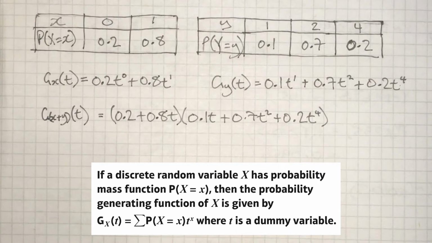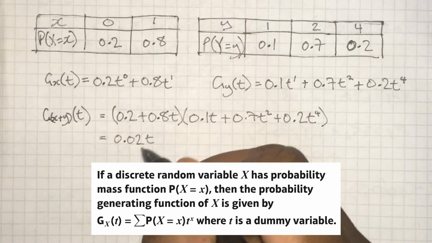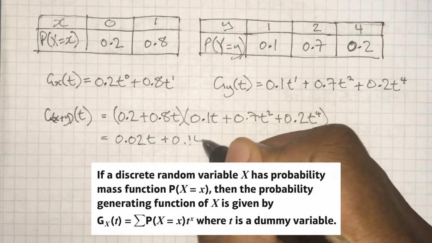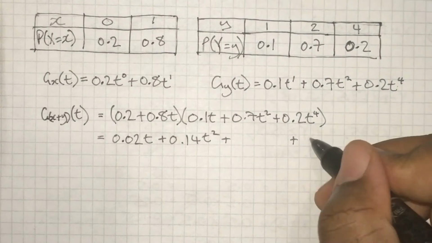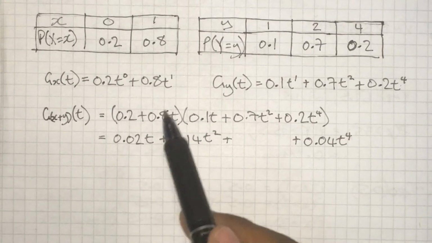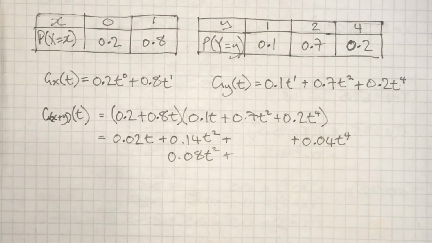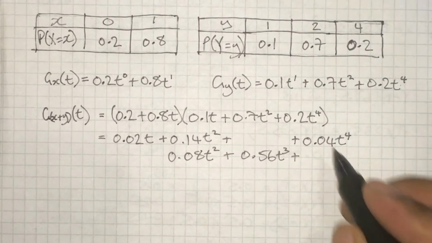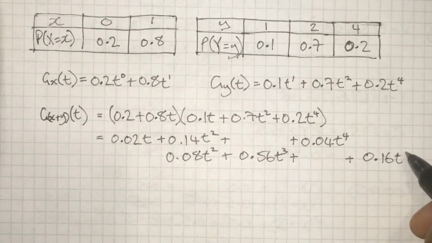I'll start with the 0.2 and I'll multiply that with the whole of that second bracket. So we get 0.02 t plus 0.14 t squared. I don't have any t cubed, so I like to leave a space here. And then I'm going to add on 0.04 t to the power of 4. So that's 0.2 multiplied by the second bracket. Now I'll go for 0.8 t multiplied by the second bracket, leaving the correct spacing so that I can sum these together afterwards. So once again I get three terms. There's no t to the power of 4 term, so I have 0.16 t to the power of 5.